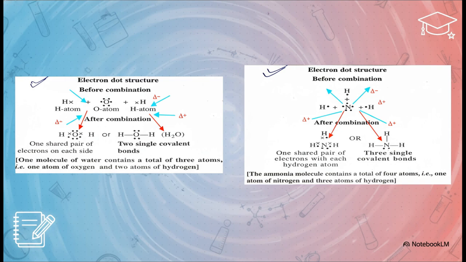Thanks to differences in electronegativity, we get polar covalent compounds. Look at water and ammonia. Oxygen and nitrogen pull slightly harder on those shared electrons than the hydrogen atoms do. This creates slight positive and negative poles, making them polar molecules. This distinction is a huge favorite in your exams, so definitely keep it in mind.